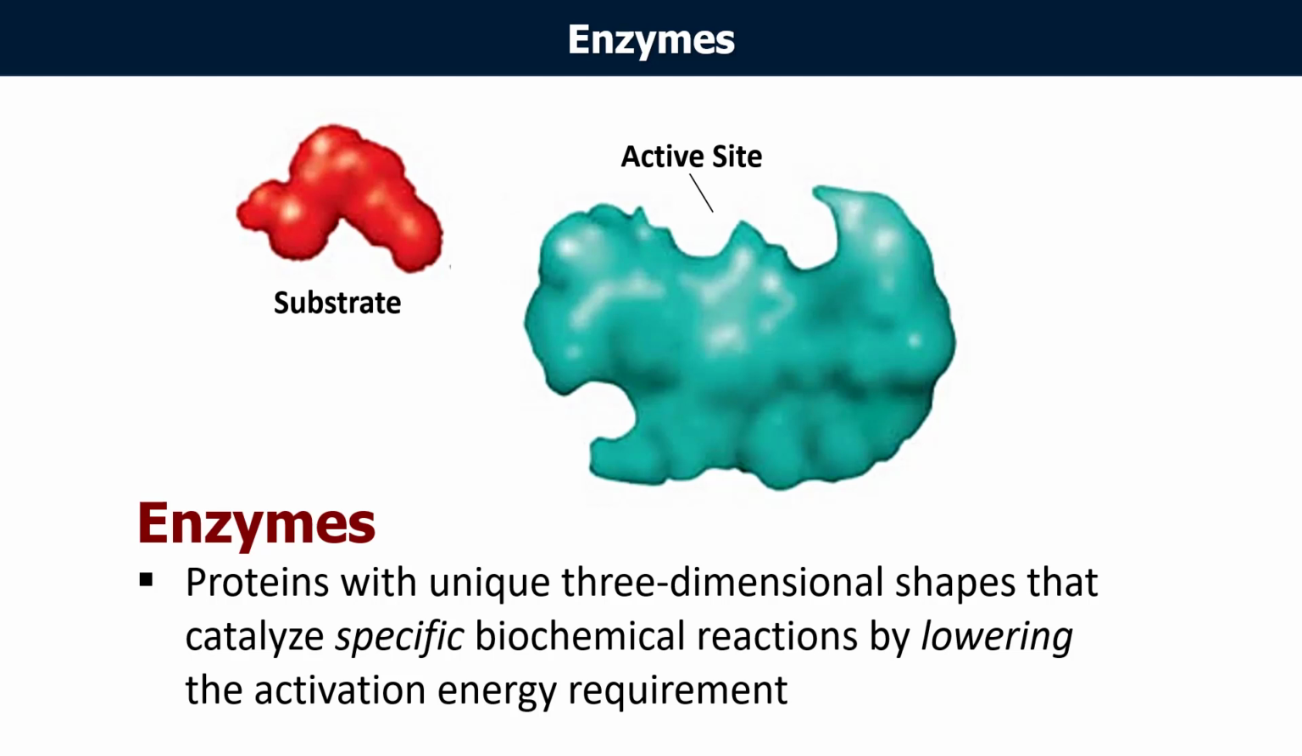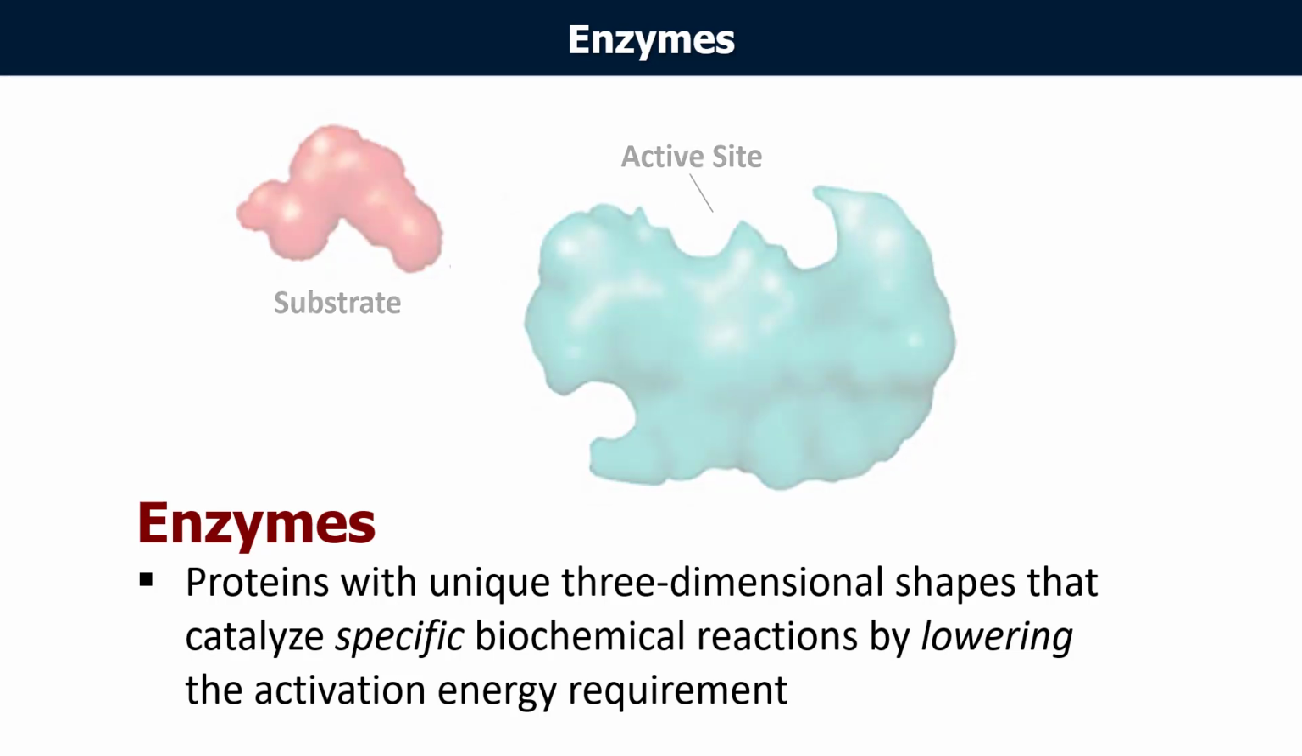So the substrate is going to come in and bind to the active site, and notice that the active site has a shape that fits the substrate. It's hard to tell here because the substrate's off to the left, but in the next picture you're going to see that that substrate will fit into that active site, almost like a lock and a key, or some people use hand and glove. There's a lot of metaphors for this.